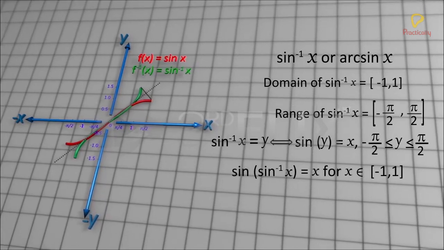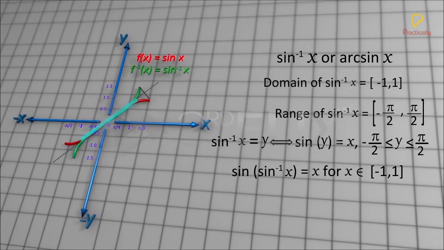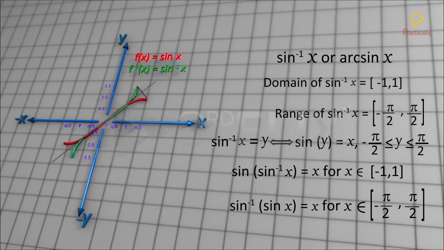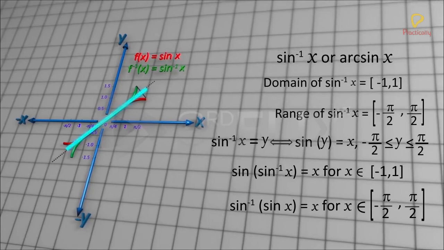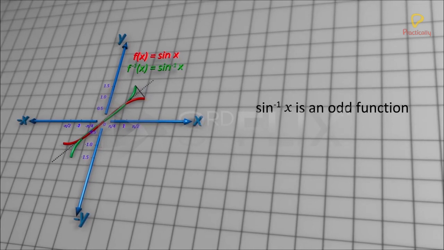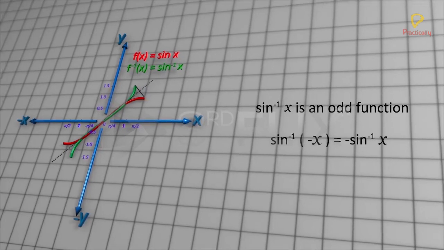Sine of sine inverse x is equal to x for x belonging to the closed interval minus 1 to 1. From the graph, we observe that sine inverse x is an odd function and sine inverse of minus x is equal to minus sine inverse x.